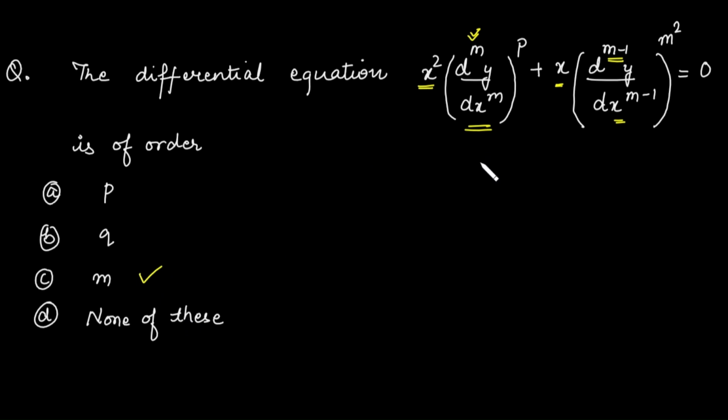And suppose the question is, what is its degree? Degree means we need to take the power of the highest order derivative. So what is the power in this case? That is p. So if the question asks for the degree, the answer is p.